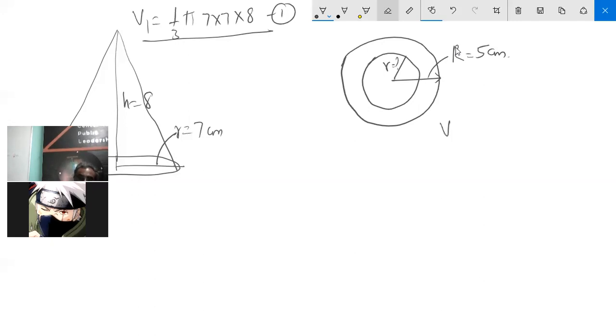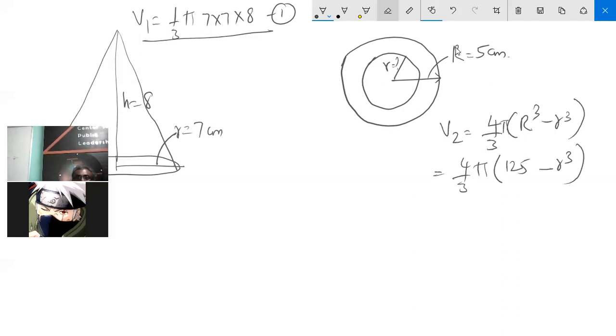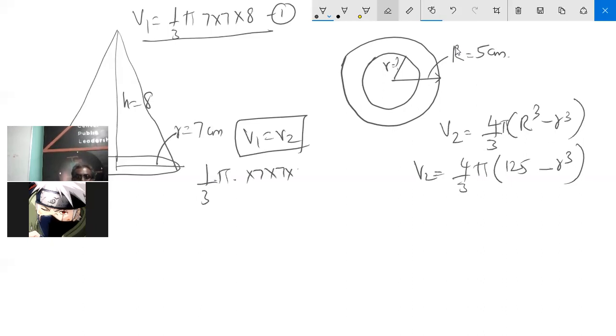Now volume 2 is equal to 4/3 pi into R cubed minus r cubed. So this is volume 2. That is equal to 4/3 pi into, we know R cubed, 125, 5 cubed, minus r cubed. Now V1 equals V2. That means 1/3 pi into 7 into 7 into 8 is equal to 4/3 pi into 125 minus r cubed.